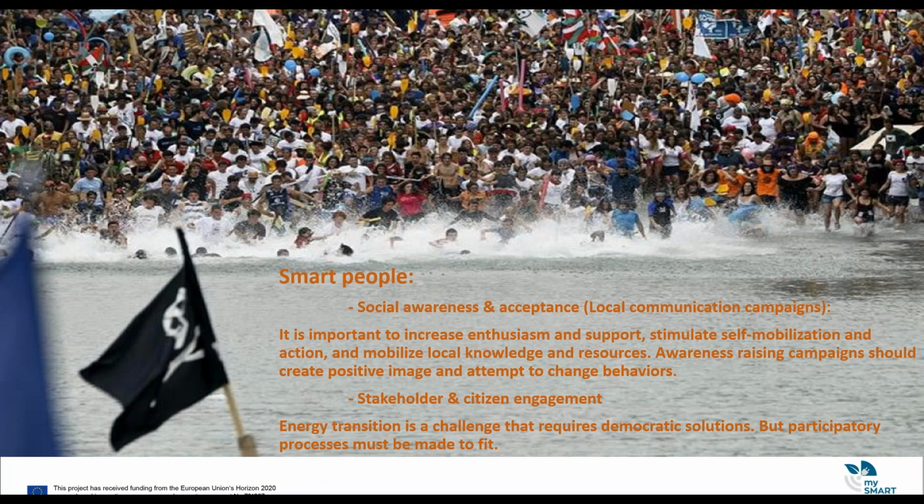Going much more in depth into each of these three basic pillars, let me say that in the case of smart people, we have been considering mostly two main areas that you can see here. One is more related to the part of awareness and acceptance. So what we are trying is to increase the enthusiasm and support of the people towards this transformation process, because we do need to raise their awareness and acceptance for creating the positive image, and as long as we can change also behaviors, that will be very much of interest to support this transformation strategy.